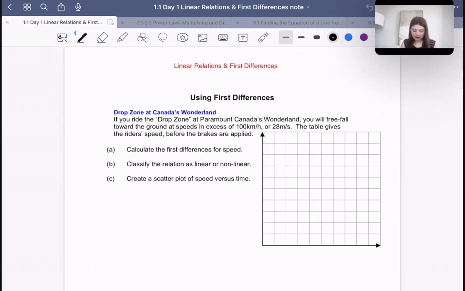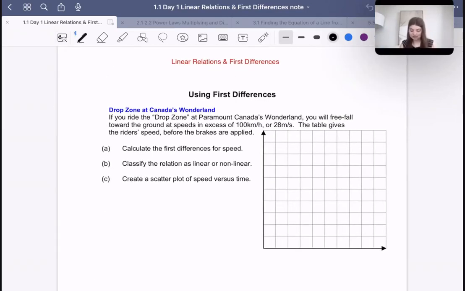Today's lesson is about linear relations and first differences. Now, let's just review what is a linear relation. Well, a linear relation is any relation where we can use this equation y equals mx plus b, where m is our slope and b is our y-intercept. Okay, so any equation where we can use those is going to fall into the category of a linear equation.